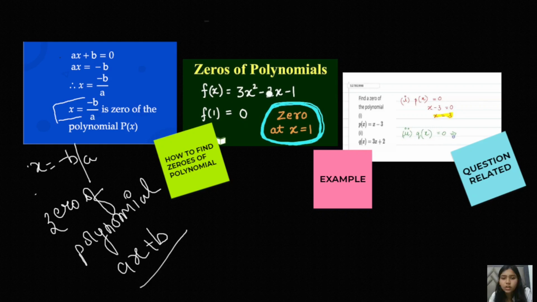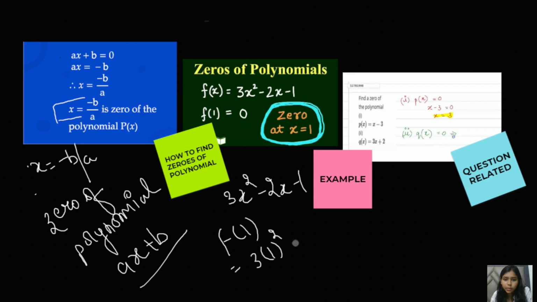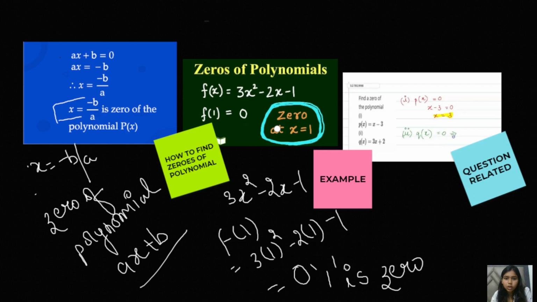Let's just have a look at the example. If we are taking an equation 3x square minus 2x minus 1, then by putting x equal to 1, we are getting 3 into 1 square minus 2 into 1 minus 1. So it will give 0. It means that 1 is the 0 of polynomial for this particular equation. Okay.